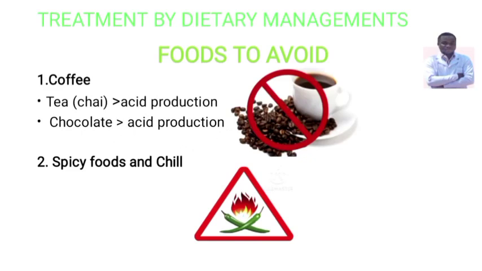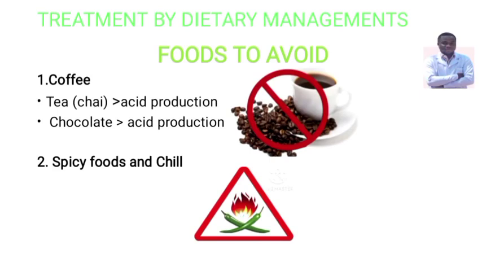Therefore, let us jump to treatment. Dietary management of peptic ulcer disease. On the dietary management, let us first look at the foods to avoid. There are foods to avoid for a patient having an ulcer. The first are coffee, tea, and chocolate.